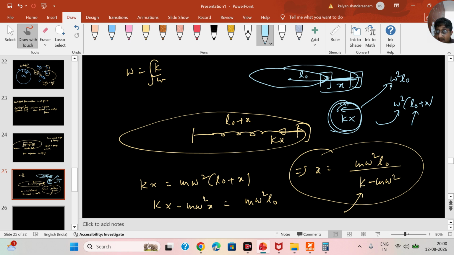But the block says, hey, wait, now I am not at L naught from the center. I am at L naught plus x from the center. So I demand more acceleration. Your force is not enough. The spring says, if I have to increase my force, you have to go farther. So the block goes further, spring force increases, but the block's acceleration is even more now. There is no end to this. That is what happens if k is m omega square, or omega is root k by m. If you are trying to rotate with that omega, the expansion will be infinite.